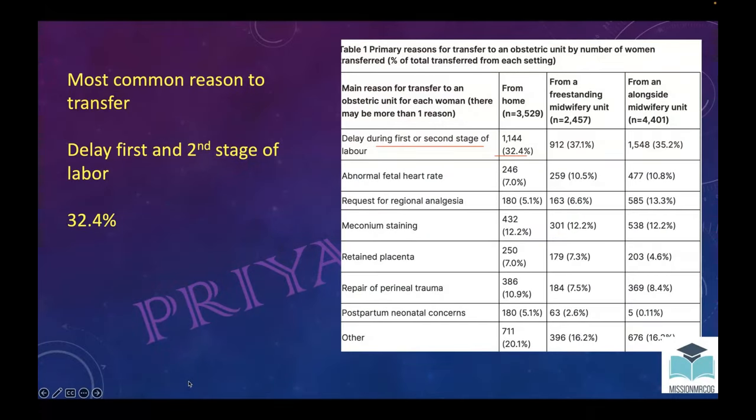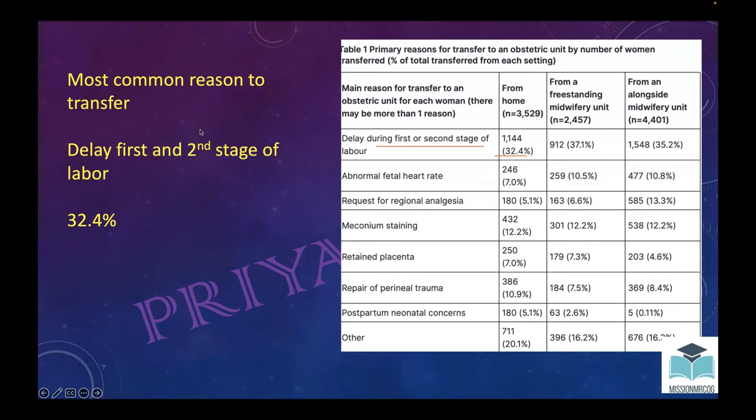These tables are from the guideline only. What is the most common reason for transfer? So the answer for your question is delay in first and second stage of labor. And what is the percentage? That is 32.4. If you wish, you can remember. Otherwise, this is the most common reason.